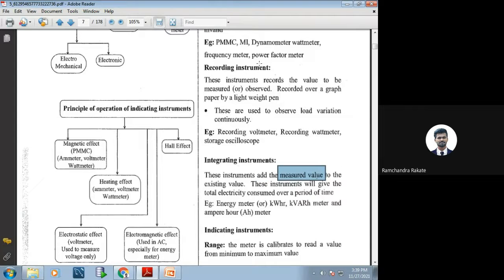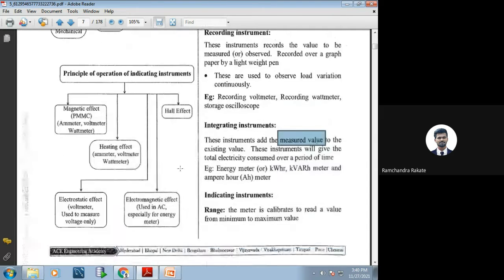It doesn't show you the consumption of a particular day. It integrates the individual value of each day, and at the end it adds up the sum of all the measured values. That is the integrating instrument. The best example is your total electricity bill, because in integrating instruments we have only the energy meter. Sometimes we measure in kilowatt hour or ampere hour meter. These are the integrating ones, and the remaining one is the indicating instrument.